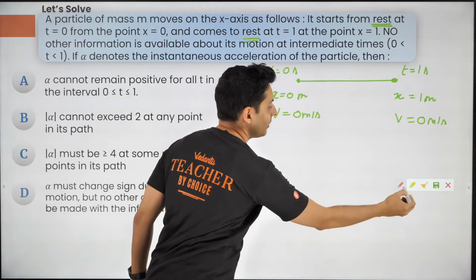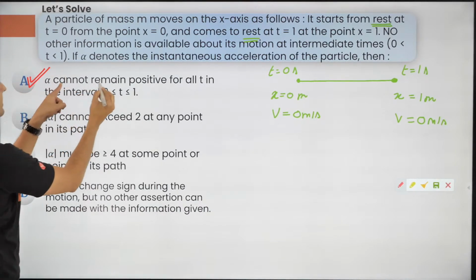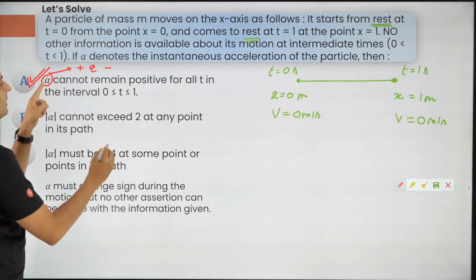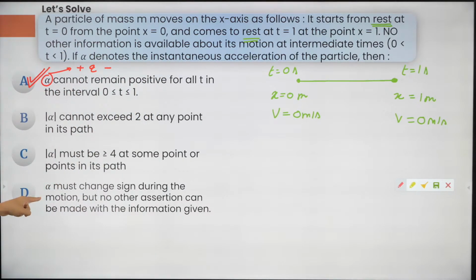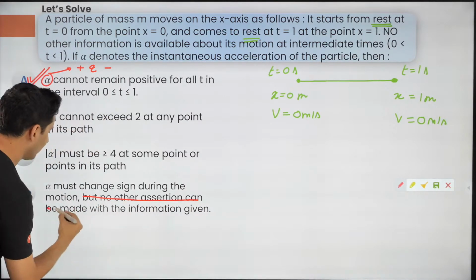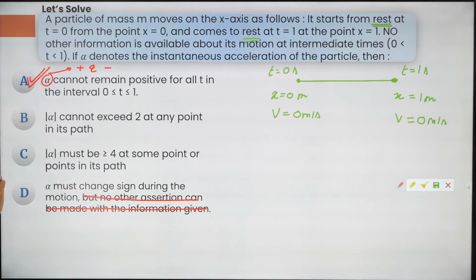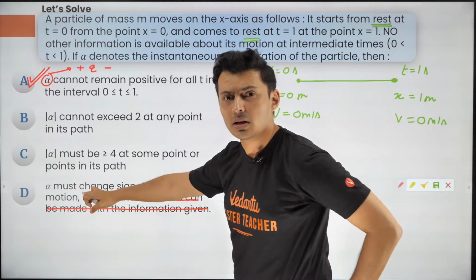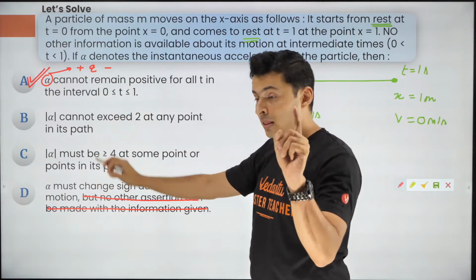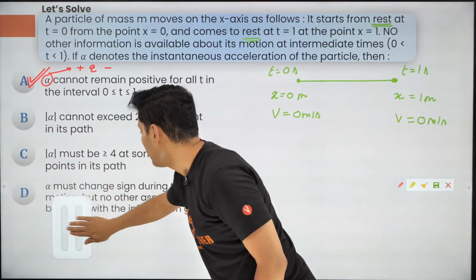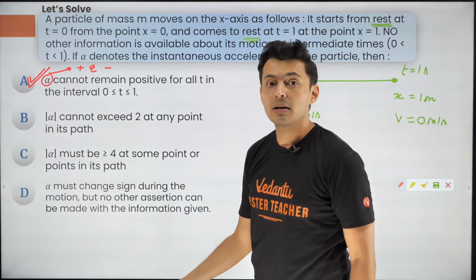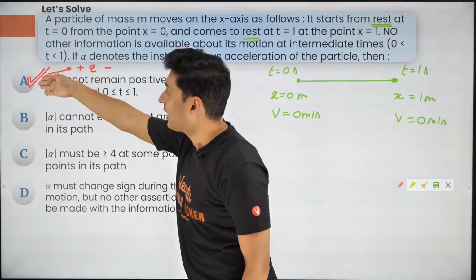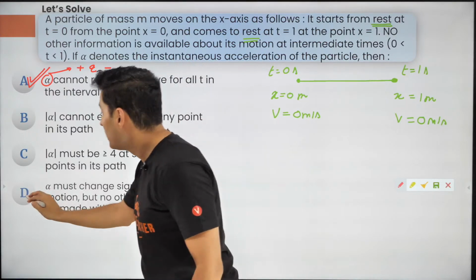This option looks correct because alpha will be positive and negative. Both signs will be there. Now option D says alpha must change the sign, but no other option is correct. No other information or assertion can be made. Now see, if this line was not there, then this option would be correct. So you need to know a lot of good English for solving these kinds of questions. Is that first part correct? Obviously, alpha has to change the sign. But the problem is no other assertion can be made with the information. That means no other option can be ticked by this information. That's wrong because I just marked option A. I hope this is clear. So that's why option D will be wrong.